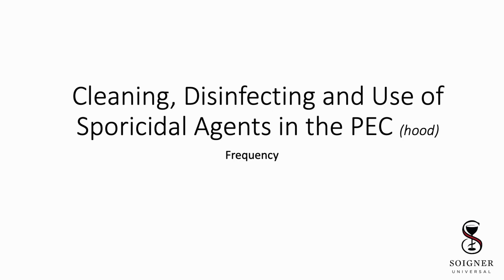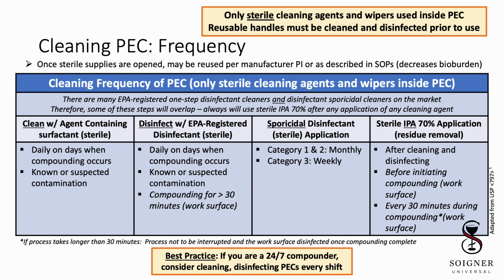So now we're going to move on and talk about the frequency with which we are going to clean and disinfect the primary engineering control, or PEC. For cleaning and disinfecting inside the PEC, we're going to only use sterile cleaning agents and wipers. We will clean and disinfect the entire interior of the PEC, the ceiling, walls, work surface, etc., daily on days when compounding occurs and if there's any known or suspected contamination.